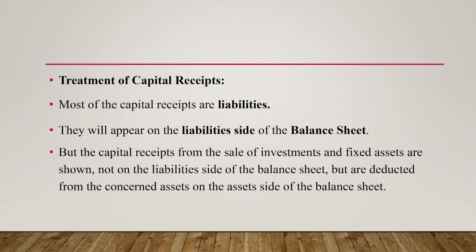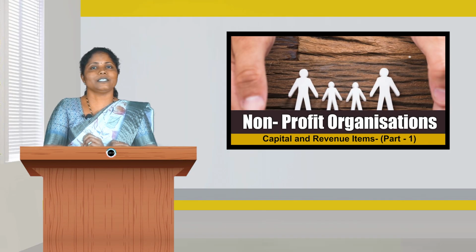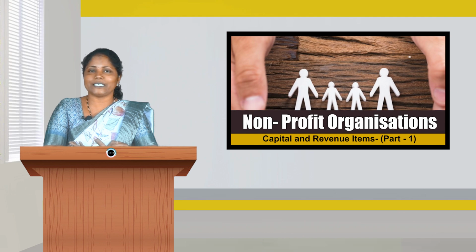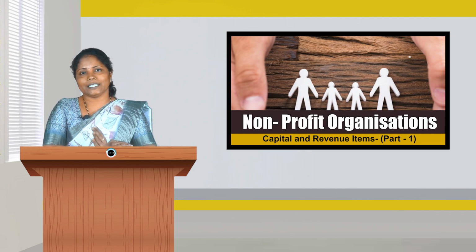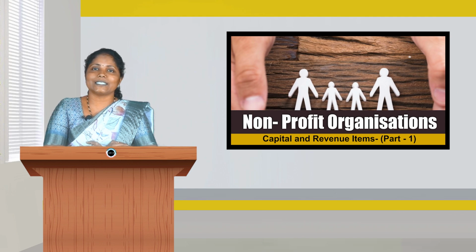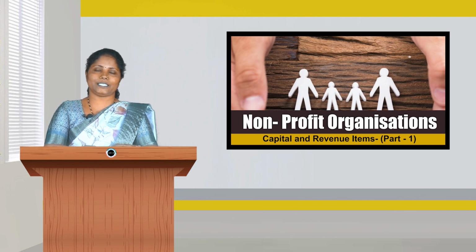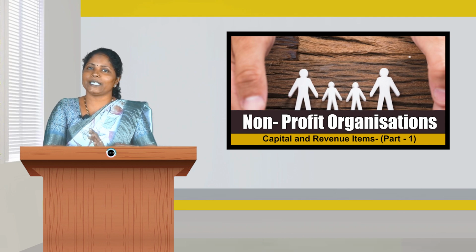What will be the treatment of such capital receipt? Most of the capital receipts are liabilities, so we have to show such liabilities in the balance sheet on the liability side. But few of the capital receipts are not liabilities. See, for example, the proceeds from sale of fixed asset, whether it is a liability? No. Even the proceeds from sale of investments in shares or debentures, whether it is a liability? No. They are relating to assets, so such receipts have to be deducted from the concerned assets on the asset side of the balance sheet. So this is all about capital receipts.